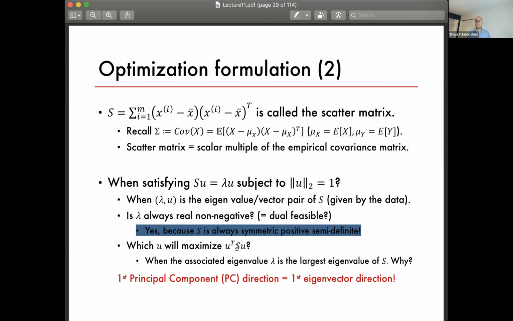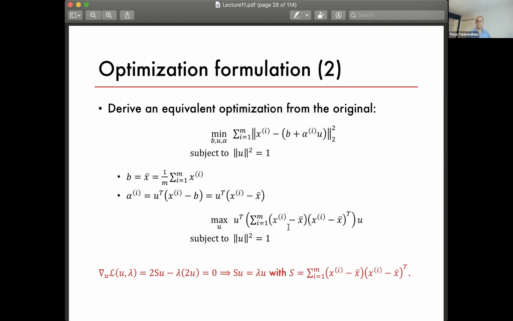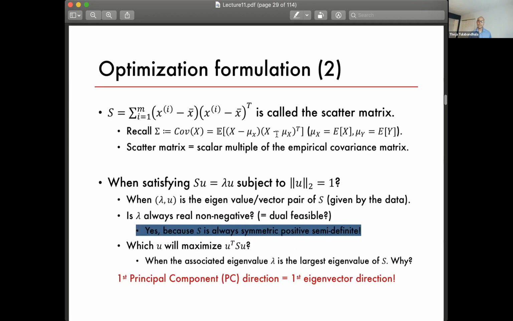Now we already have a solution. We have a solution to the original problem. We have a solution to this problem, therefore we have a solution to this problem. Okay. So what is our solution? It's that U, the eigenvector corresponding to the largest eigenvalue. And that eigenvector, we're going to call it the first principal component direction.